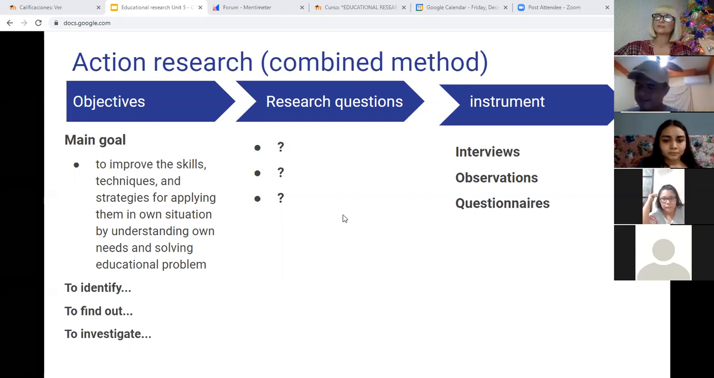But they have to be meaningful, not yes, no, okay? Like always think, so what? If I get this answer, so what? Okay? And instruments. So instruments are all the same for everybody. Everybody will design interviews, observations, and questionnaires. And all of you will have to conduct interviews, observations, and questionnaires with no exception.